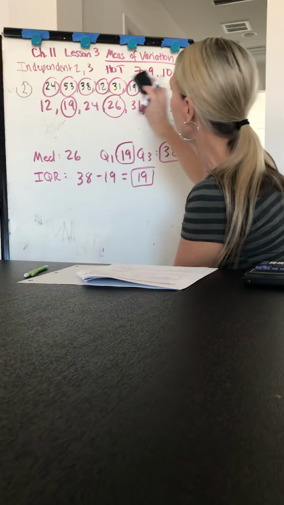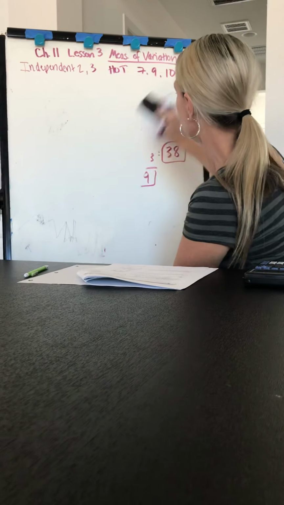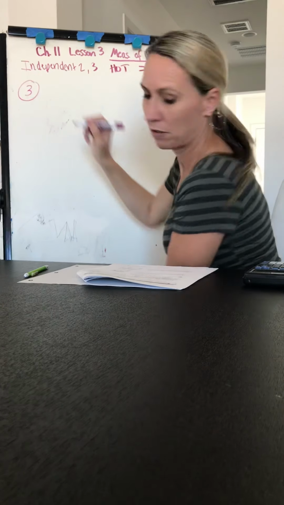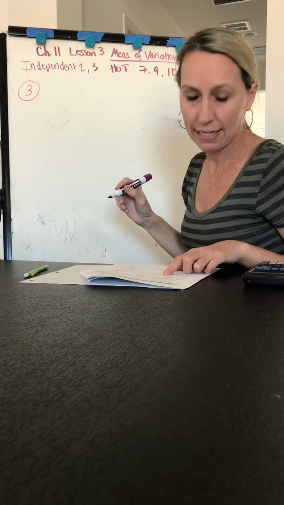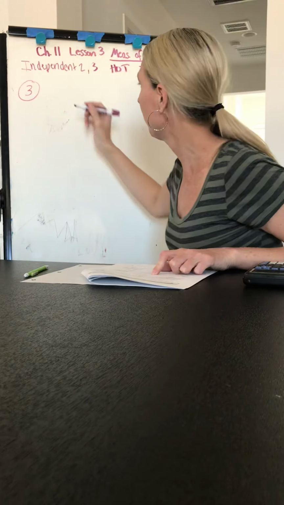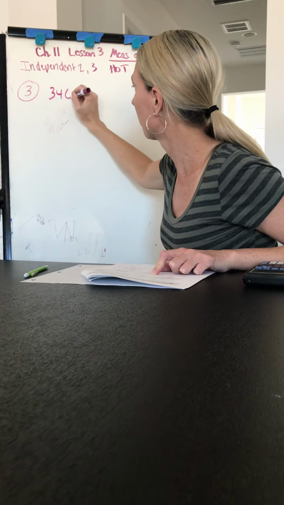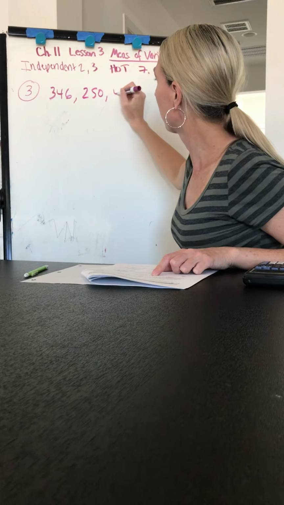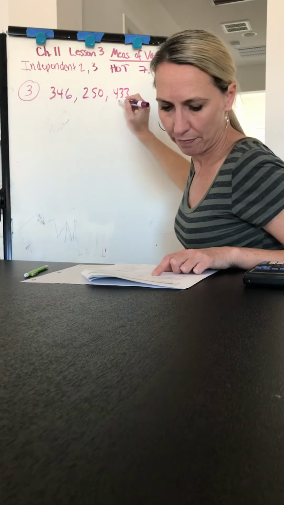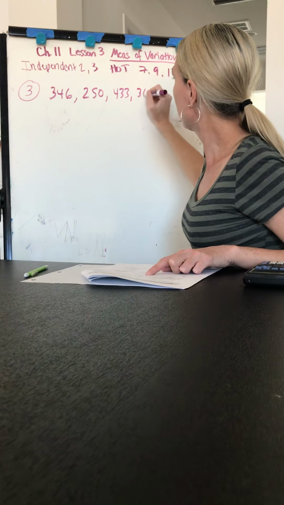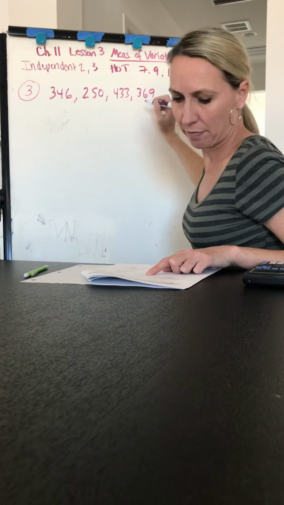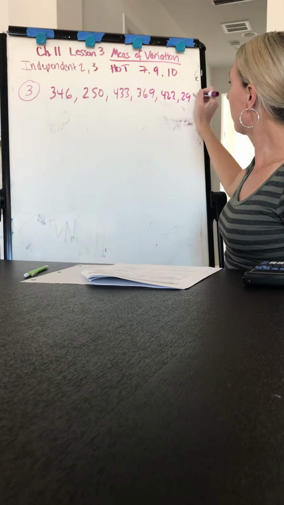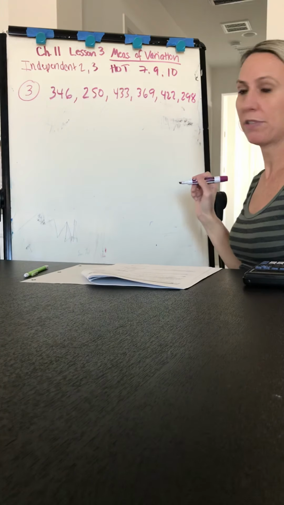All right, now let's do number 3 on independent practice. Number 3 says the daily attendance at the water park is 346, 250, 433, 369, 422, and 298. Okay, Bentley, help me put this in order.